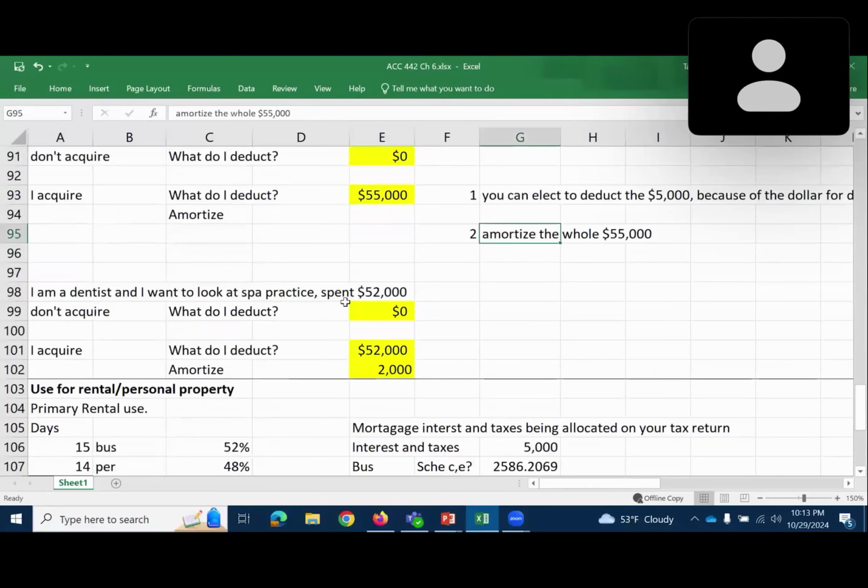I'm a dentist and I want to look at a spa practice. I spend $52,000. I don't acquire it. I can't deduct anything. I do acquire it, $52,000, and amortize the $2,000.